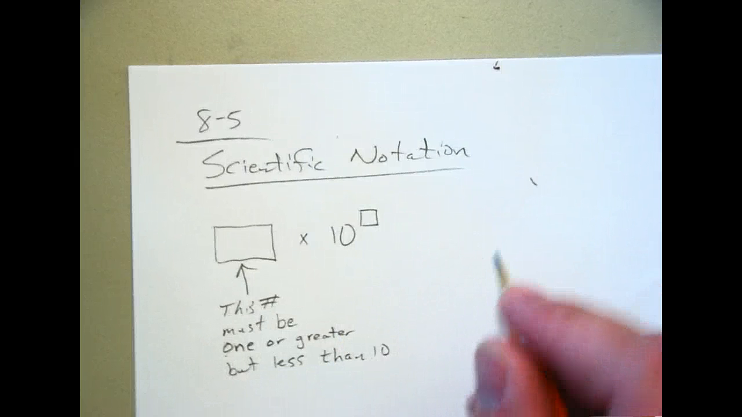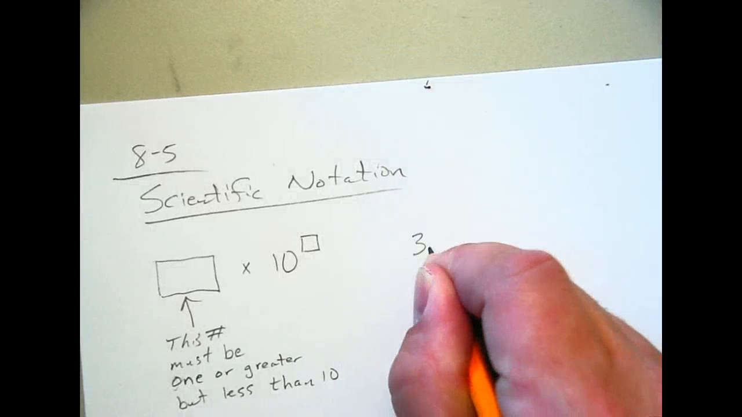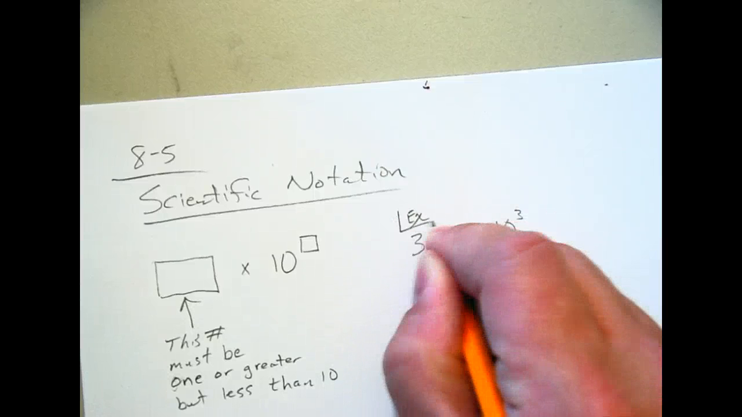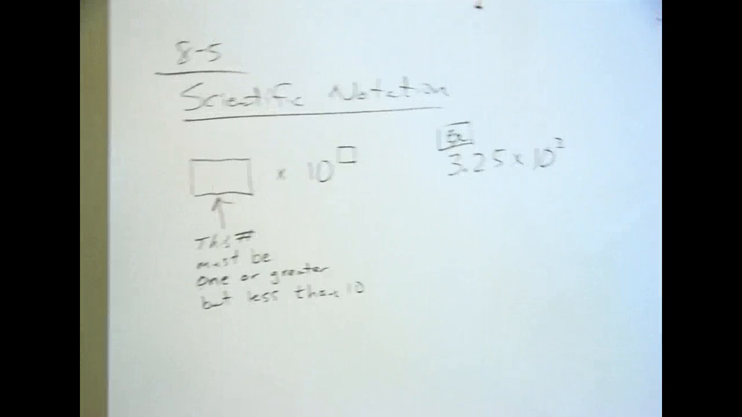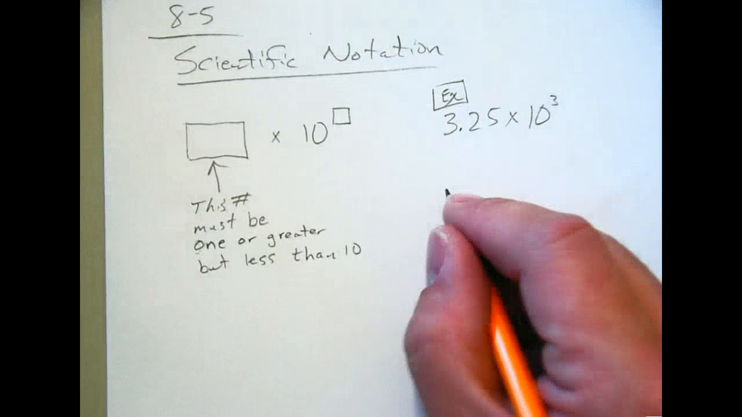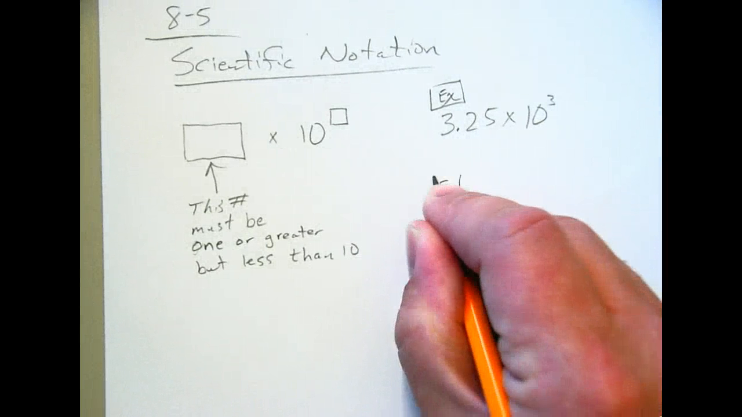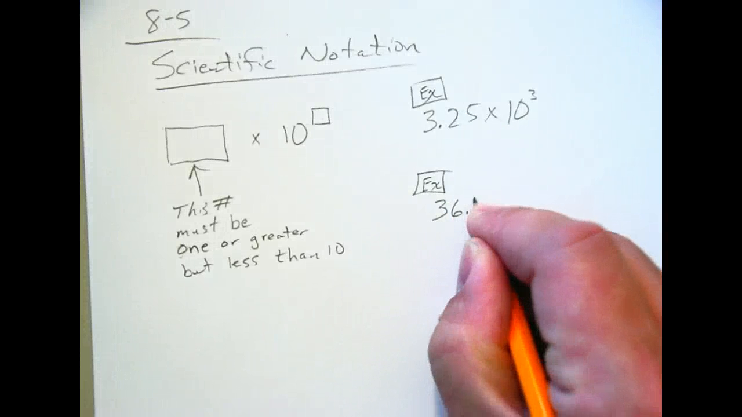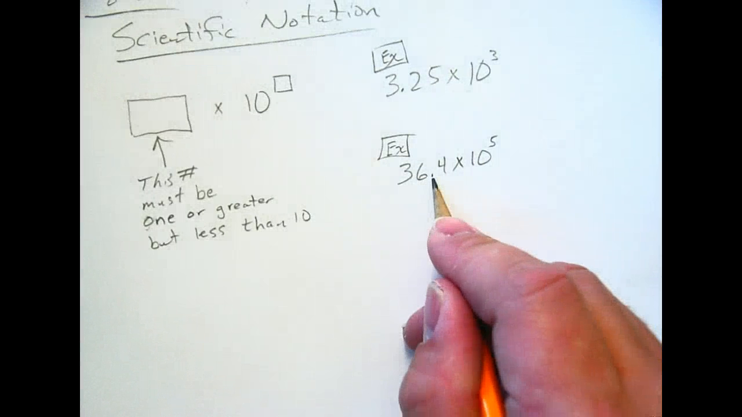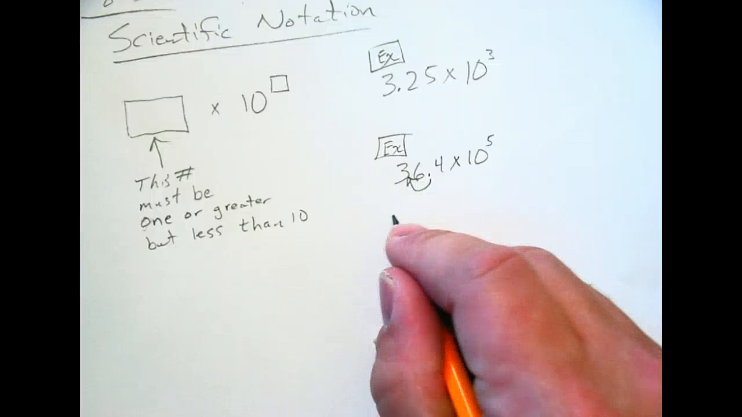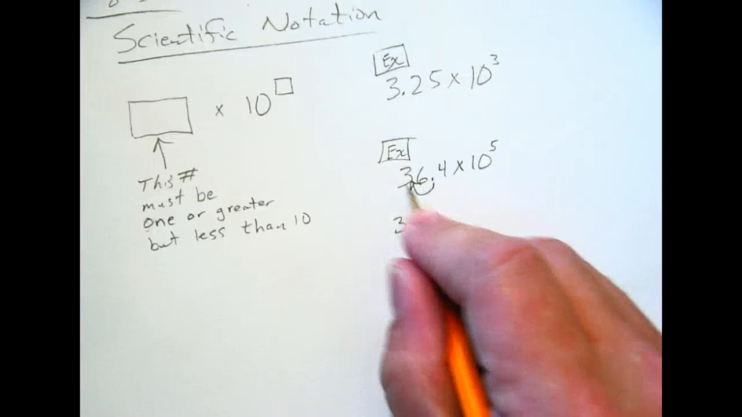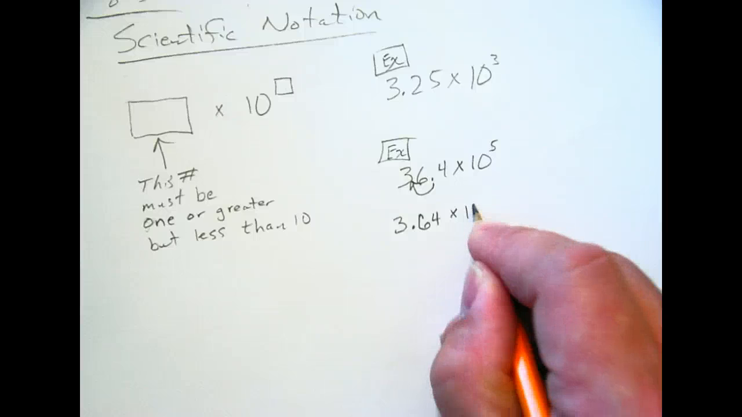So, for example, if we had 3.25 times 10 to the third, that is a good number. It's in scientific notation. We're okay there. All right? If we had 36.4 times 10 to the fifth, we're not in scientific notation. We've got to move this decimal 1 unit this way. So to make that 36 into a 3.64, and since this front number got smaller, the power has to get bigger.